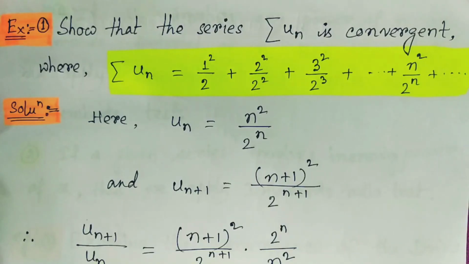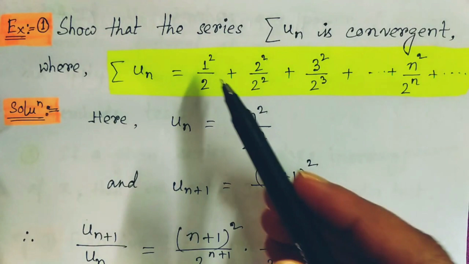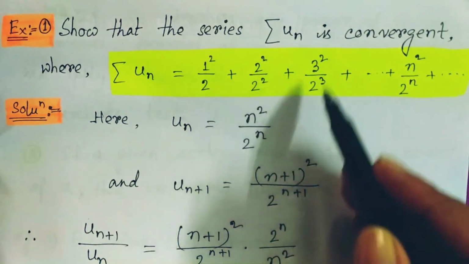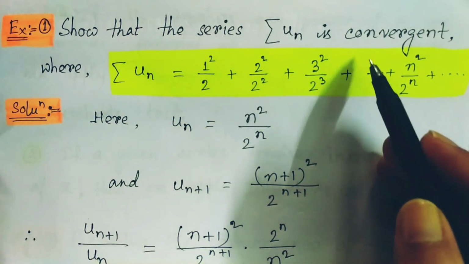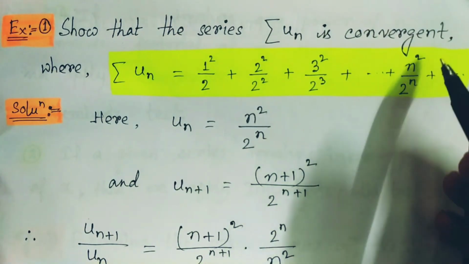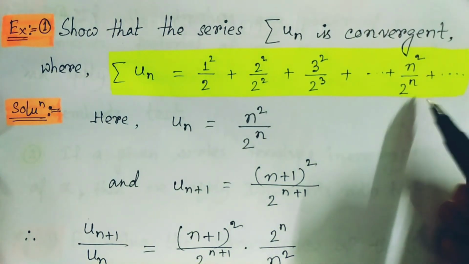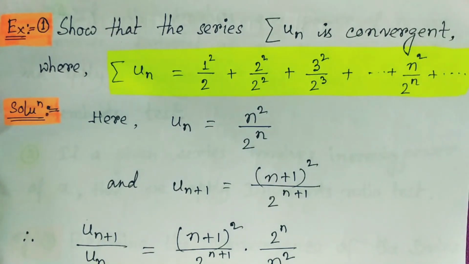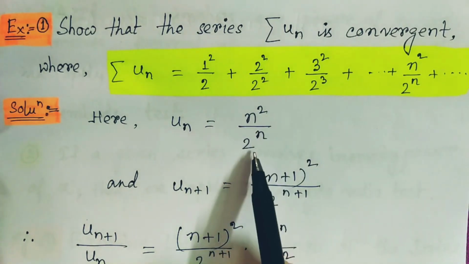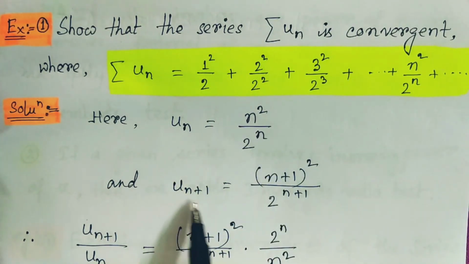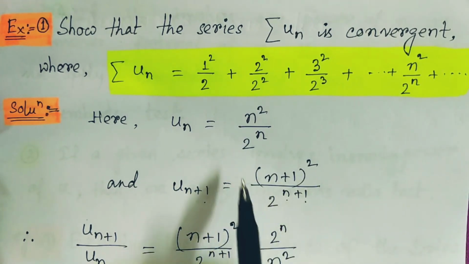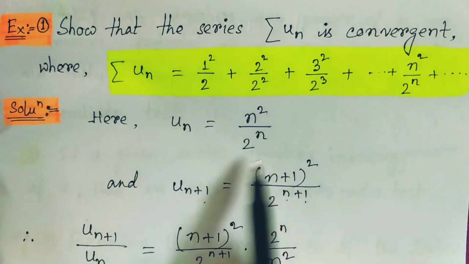Okay, so the first question is, the series is given as 1 square by 2 plus 2 square by 2 square plus 3 square by 2 cube plus 4 square by 2 to the power 4 and likewise. So here the nth term is n square divided by 2 to the power of n. Whatever series is given, our first target is to find the un. So un is here n square divided by 2 to the power n. Now definitely un plus 1 is n plus 1 whole square divided by 2 to the power n plus 1, just by replacing n by n plus 1 in this un.